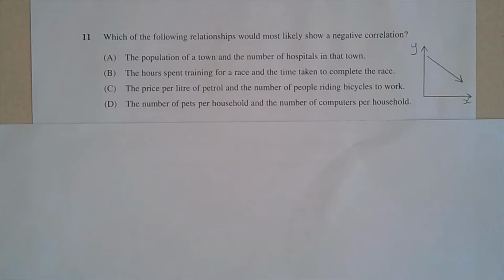Question 11. Which of the following relationships would most likely show a negative correlation? And a negative correlation is one where, as one variable increases, let's say x, the dependent variable y decreases. And that can be seen here as a negative gradient in the line of best fit.